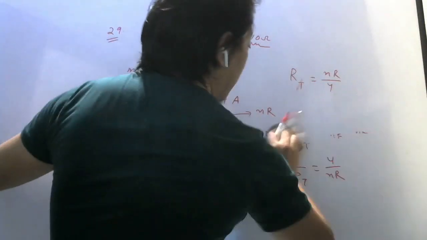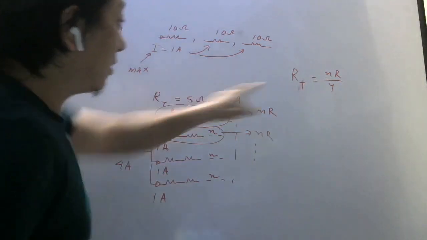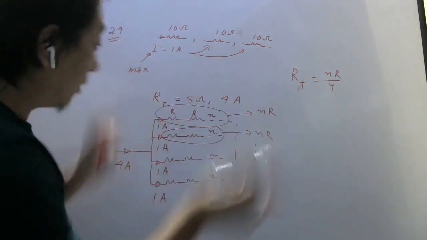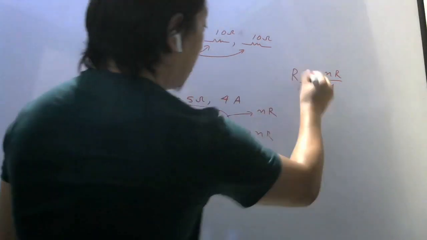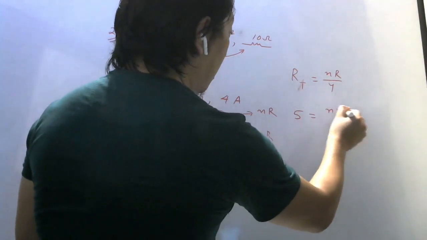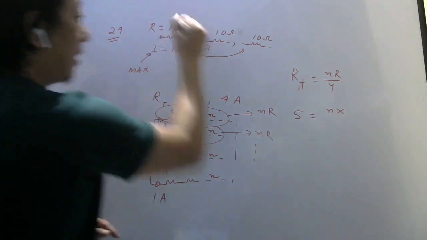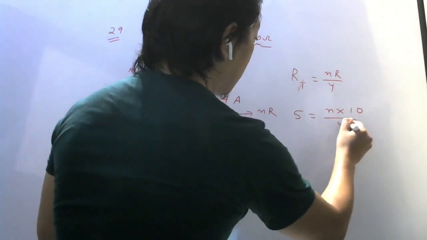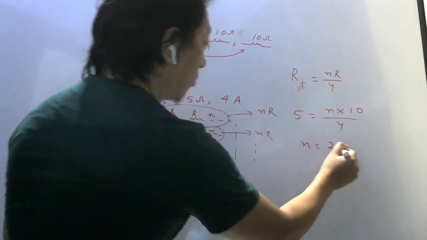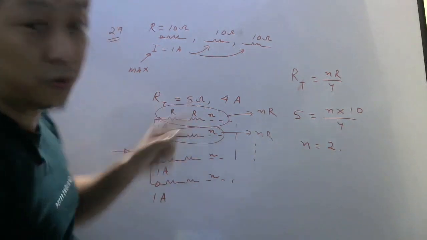So now they told what total resistance they want. They want the total resistance to be 5 ohm. So this should be 5 ohm. And each resistance R has how much value? 10 by 4. Cross multiply, you will get 2. That means here we should put 2 resistors.